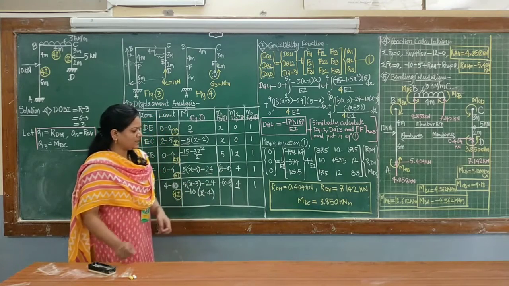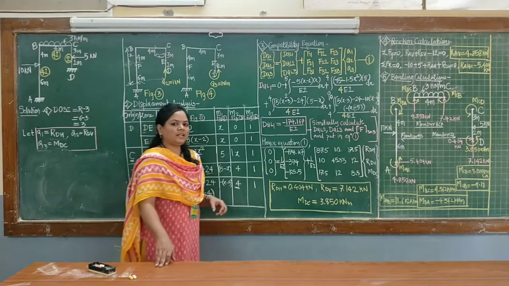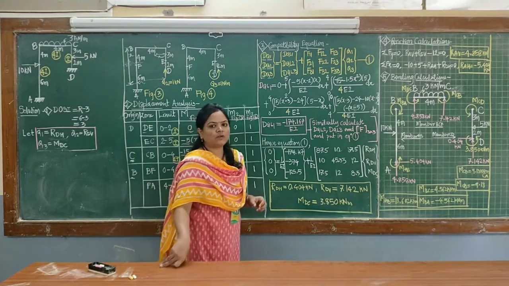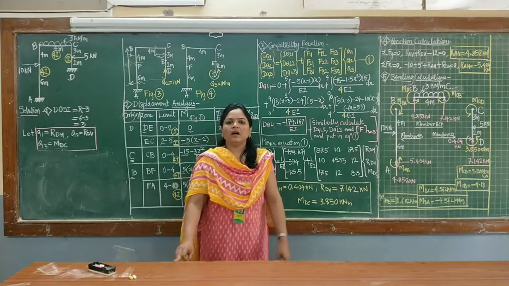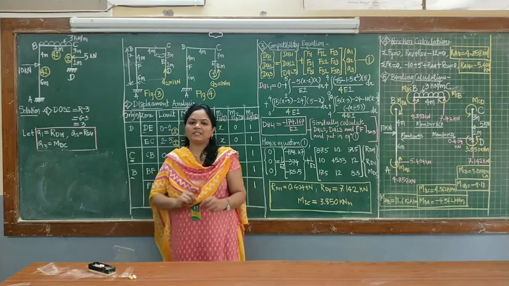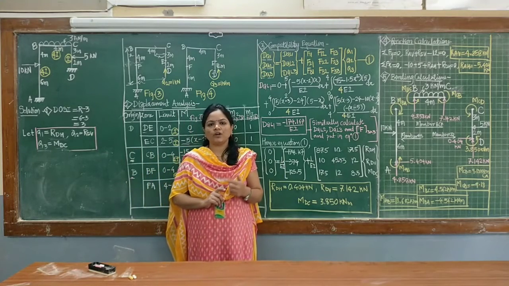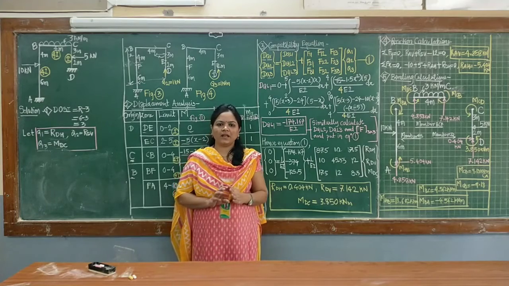So once you complete this table, the next thing is to write the compatibility equation, that is dq equal to dqL plus F into q. So now here the degree of static indeterminacy is equal to 3. So the flexibility matrix will have the order of 3 by 3. So total elements in that matrix will be 9.